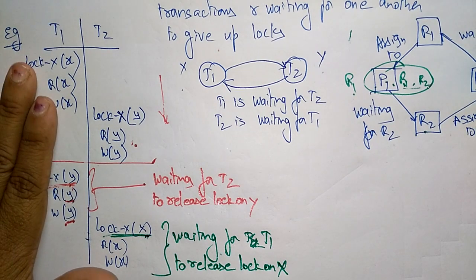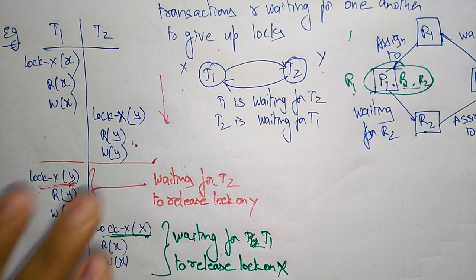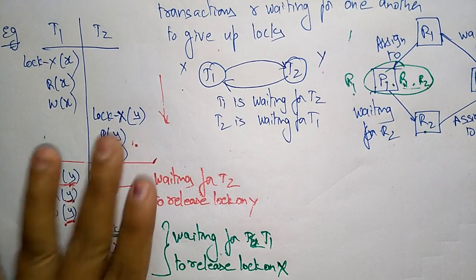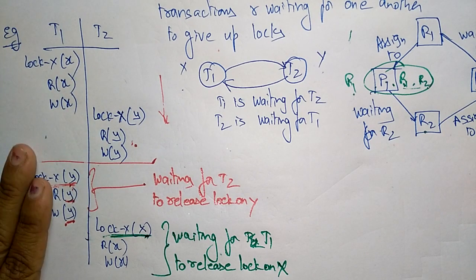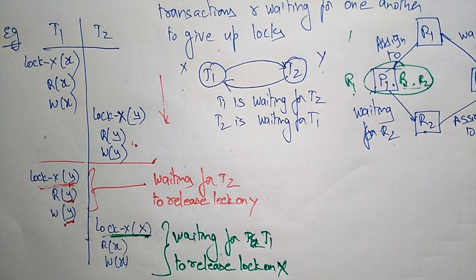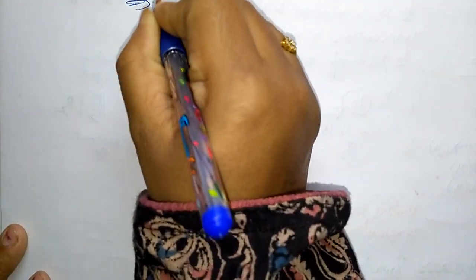If this wants to complete its operation, here the T2 transaction has to release Y. If this operation has to be completed, here the T1 transaction has to release the lock on data item X. So this is the deadlock condition. So let us see the necessary conditions for deadlock. What are the conditions for deadlock? There are different conditions.